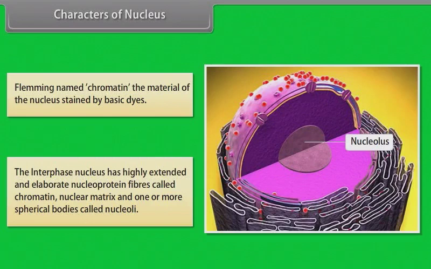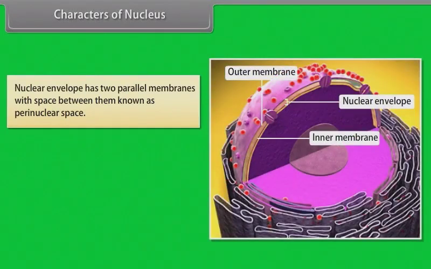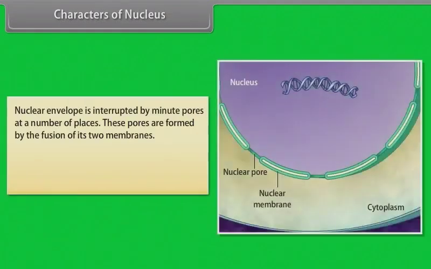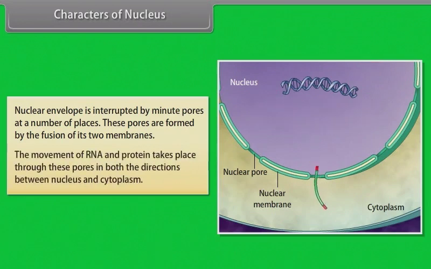called nucleoli. Nuclear envelope has 2 parallel membranes, with space between them known as perinuclear space. The outer membrane is usually continuous with the endoplasmic reticulum having ribosomes on it. Nuclear envelope is interrupted by minute pores at a number of places. These pores are formed by the fusion of its two membranes. The movement of RNA and protein takes place through these pores in both the directions between nucleus and the cytoplasm.